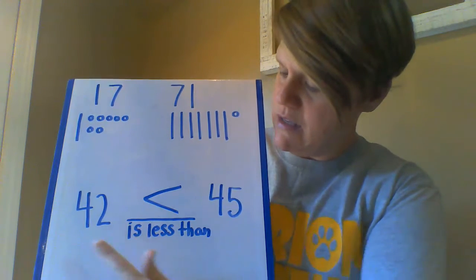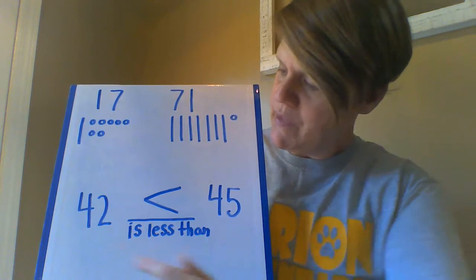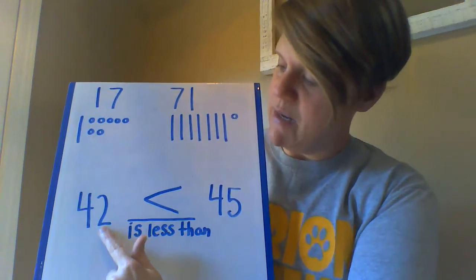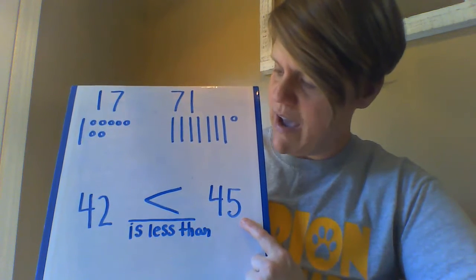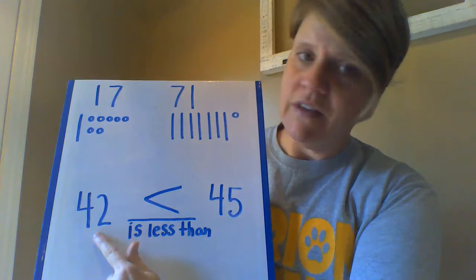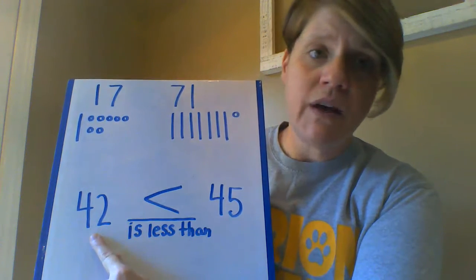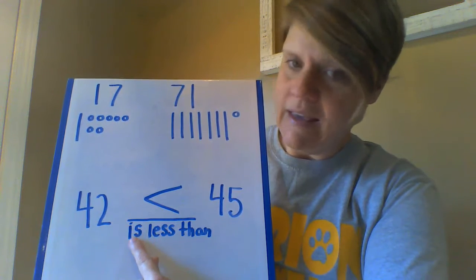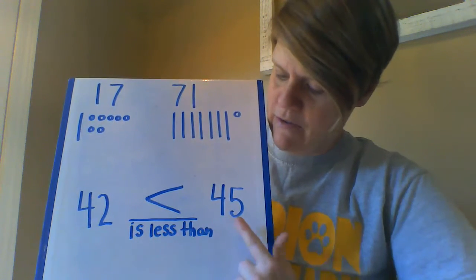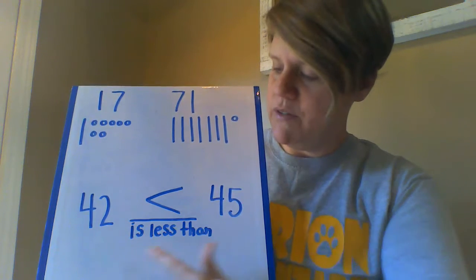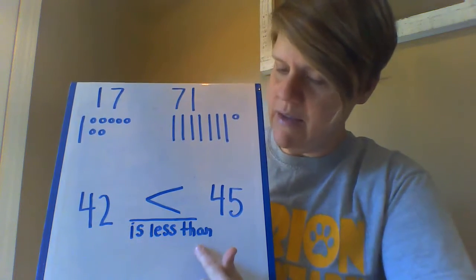So we look at these two numbers and we know that they both start with a 4. So then we look at the next number. This one's 2 and this one's 5. And we know that 5 is greater than 2. But this number comes first. So we have to say that 42 is less than 45. Okay? And it asks you to write out the words, so that's why I wrote is less than.